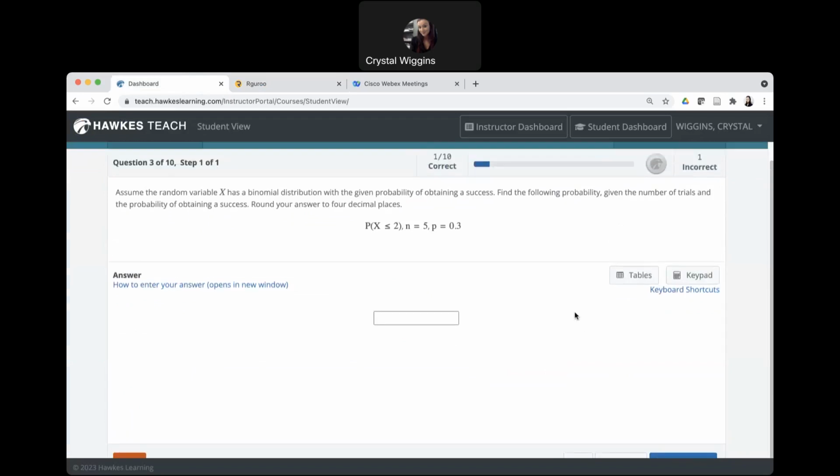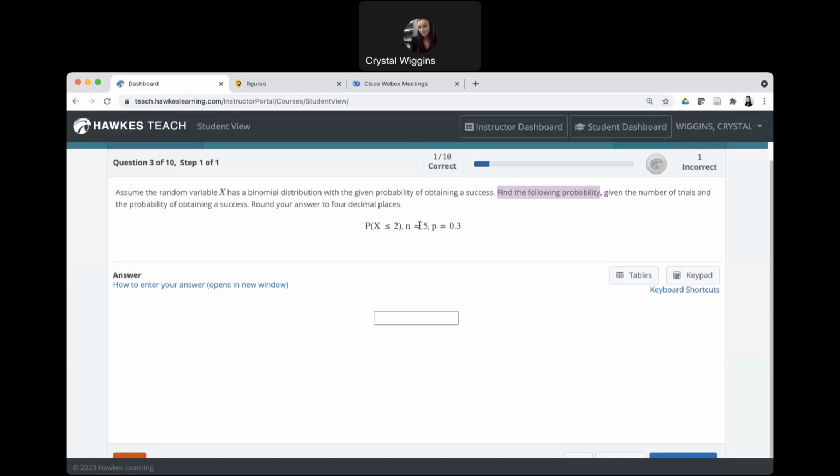Okay, so let's try another one. Assume the random variable x has a binomial distribution with the given probability of obtaining a success. Find the following probability. Again, that is so important because find the following probability tells us what mode to put our calculator in. So we will want to make sure that the arrow is pointing to probability. Given the number of trials and the probability of obtaining a success. Round our answers. Got it. Okay, again, it's explicitly written. Not all of them will be. We will cover some where the word problems you have to kind of dig and find out where the n, p, and x are.